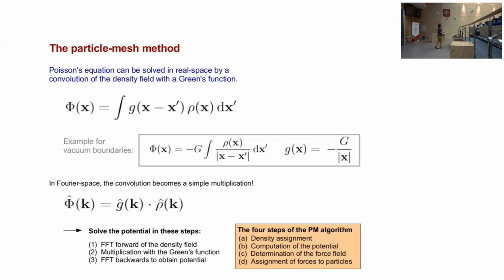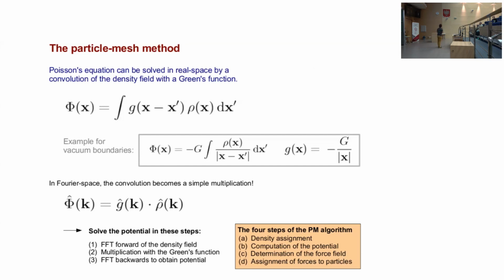First, you fast Fourier transform forward the density, and you get the Fourier component of the density field. Multiply this Fourier density field by the Green's function. Invert the fast Fourier transform back to get the real density, and you get the potential because you already multiplied by the Green's function. So you solve the Poisson equation and you get the real space potential.